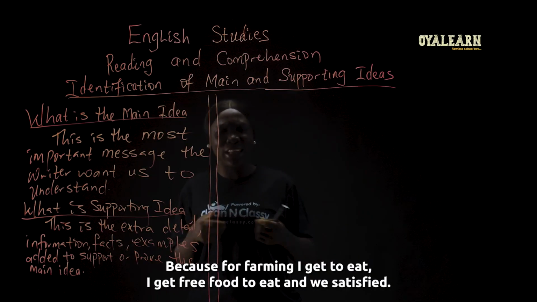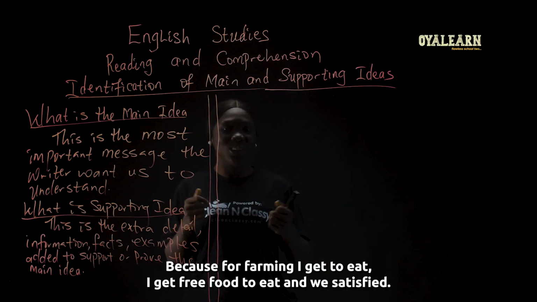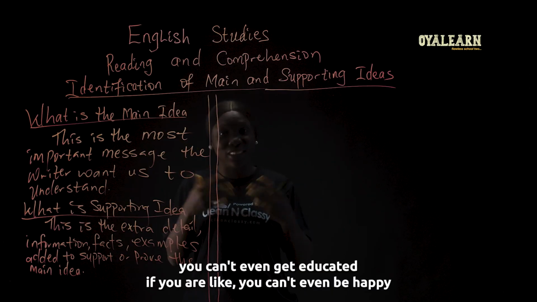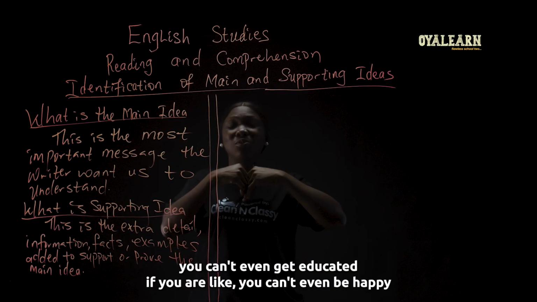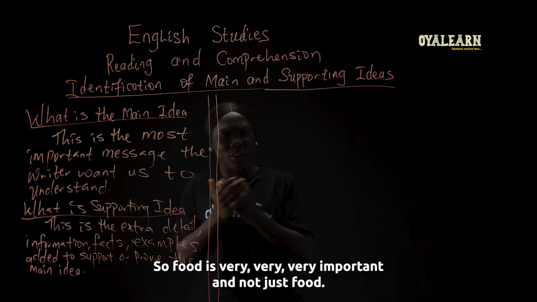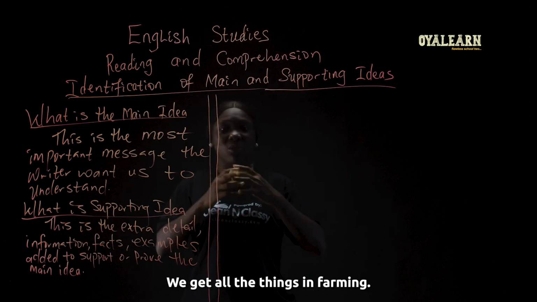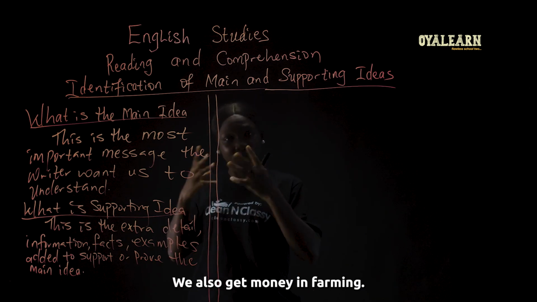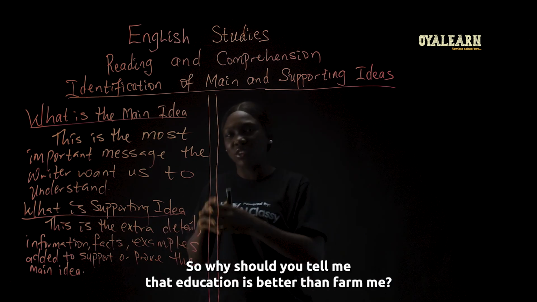Because for farming I get to eat, I get free food to eat and be satisfied. And the whole essence is you can't even be happy whenever you go to school if you are hungry. So food is very, very, very important. And not just food, we get other things in farming. We also get money in farming. So why should you tell me that education is better than farming?